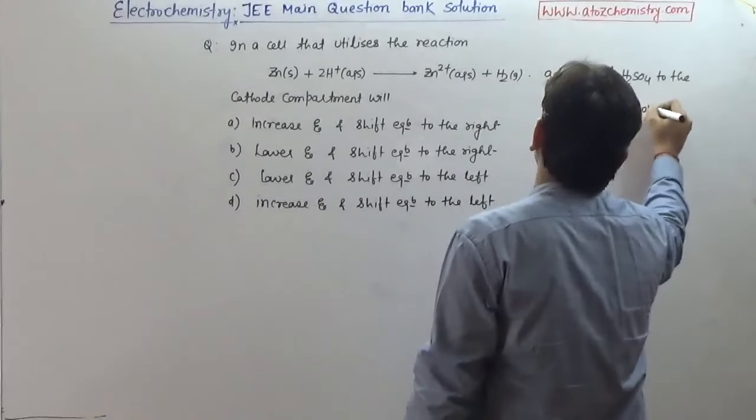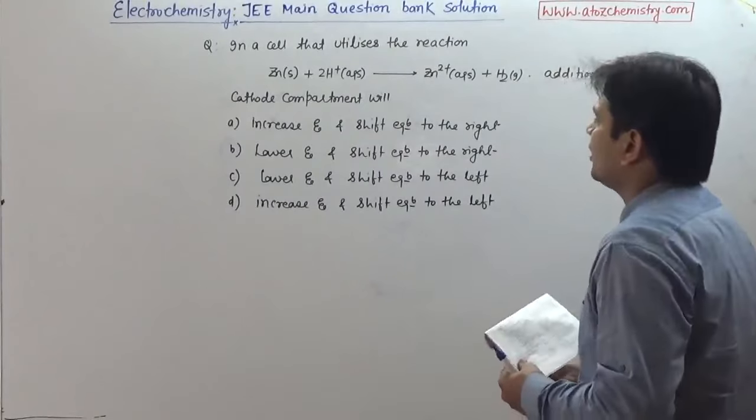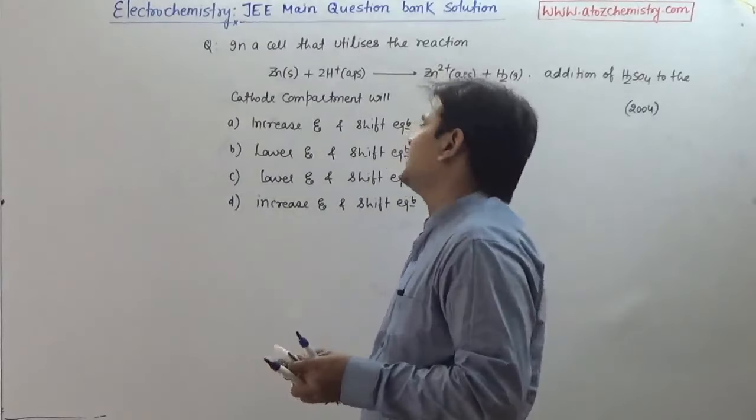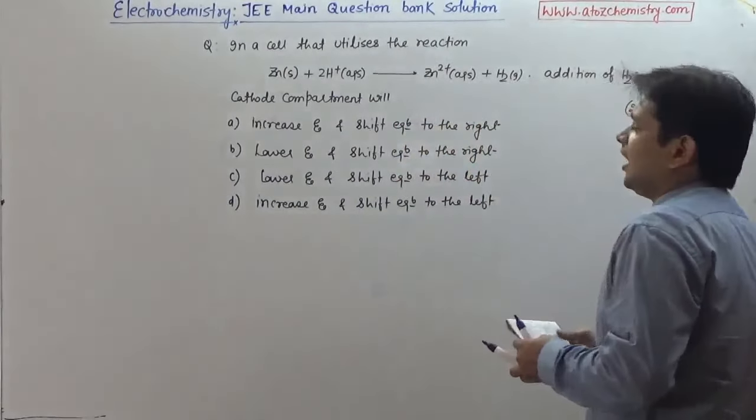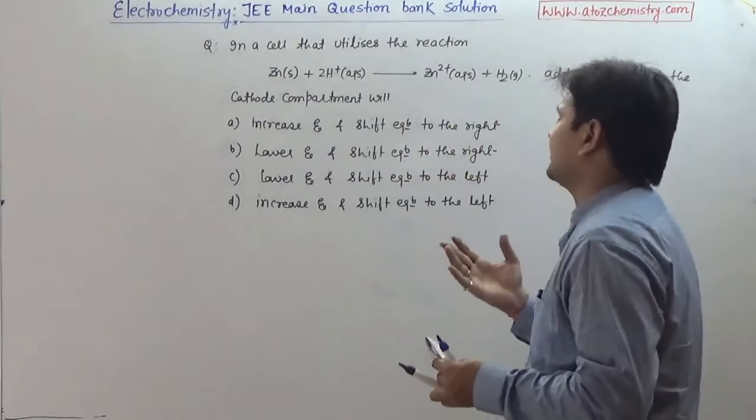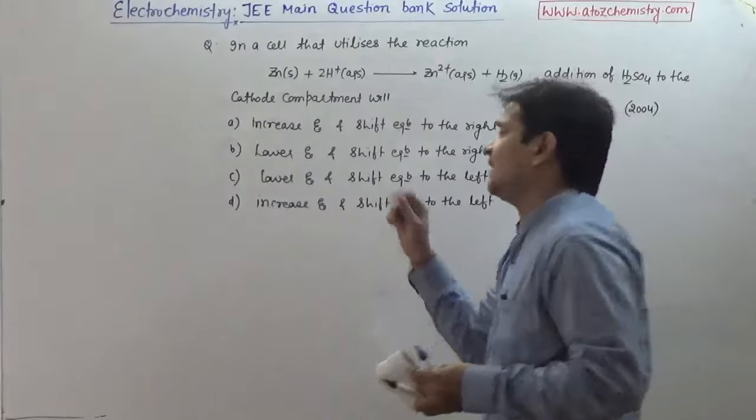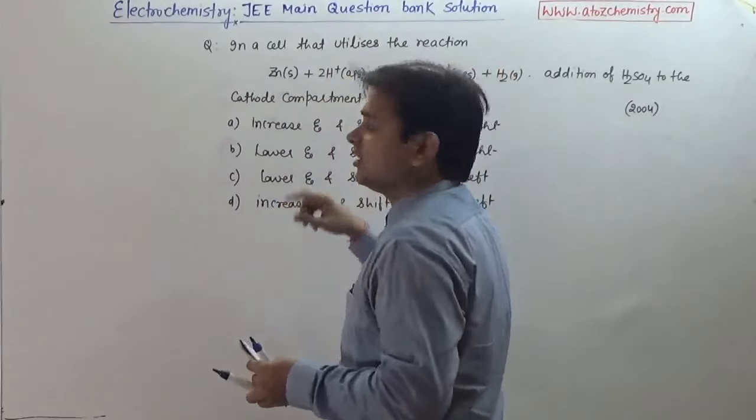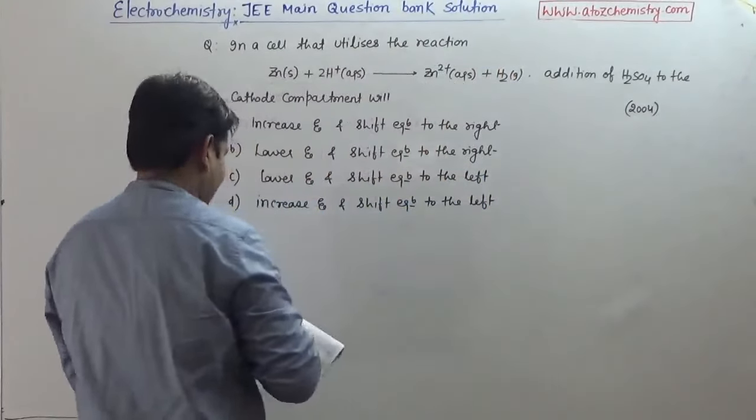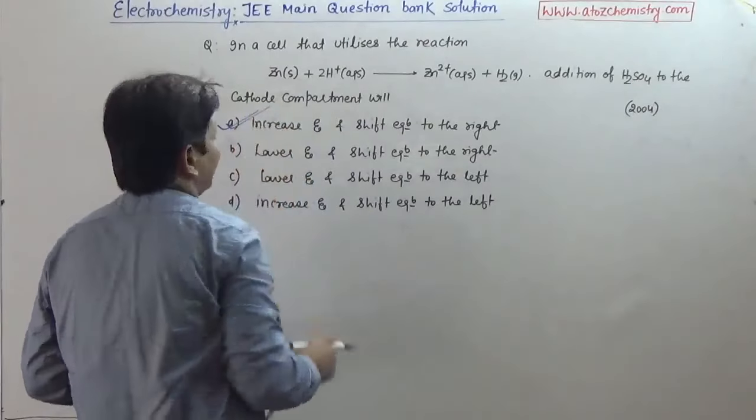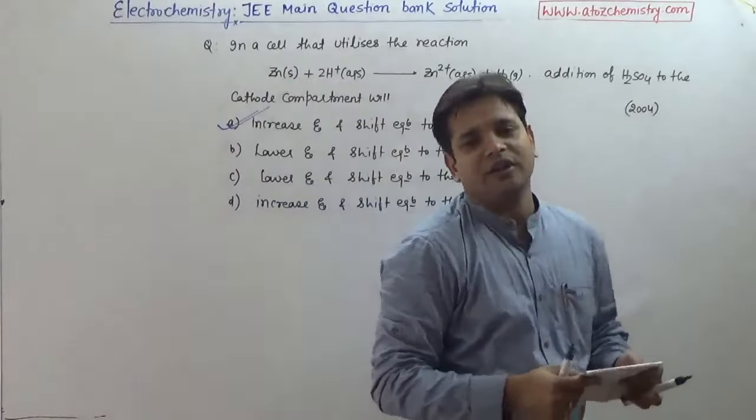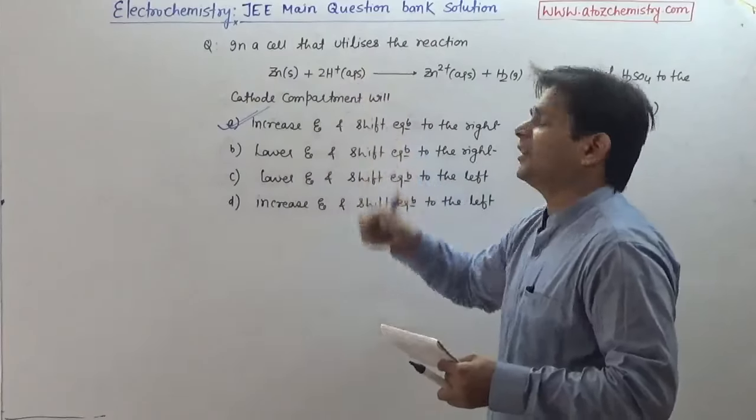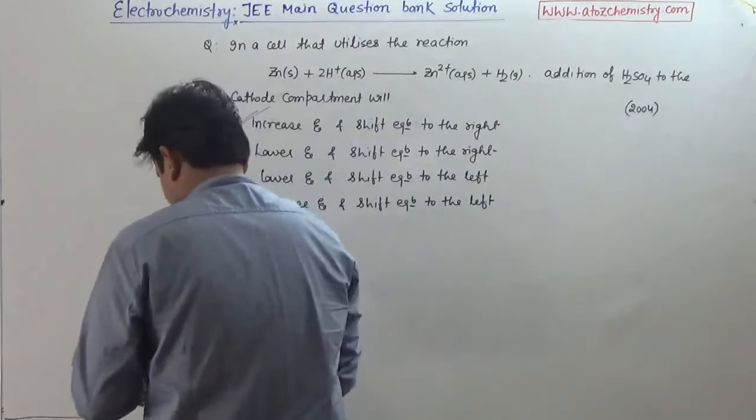This was the question asked by JEE Main in 2004. If you look at the options given, you can easily see that zinc is reducing H plus into H2. If we add H2SO4, it means H plus is added. If we add H plus, the reaction will move rightward, and if the reaction moves rightward, then EMF will increase. So the correct answer will be A. Addition of H2SO4 to the cathodic compartment will lead to the reaction in the forward direction, and hence EMF will increase and equilibrium will shift toward the right.